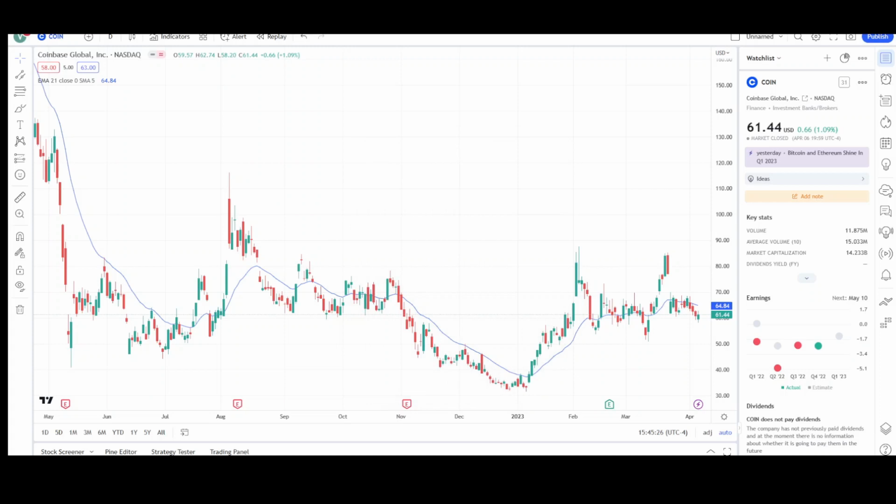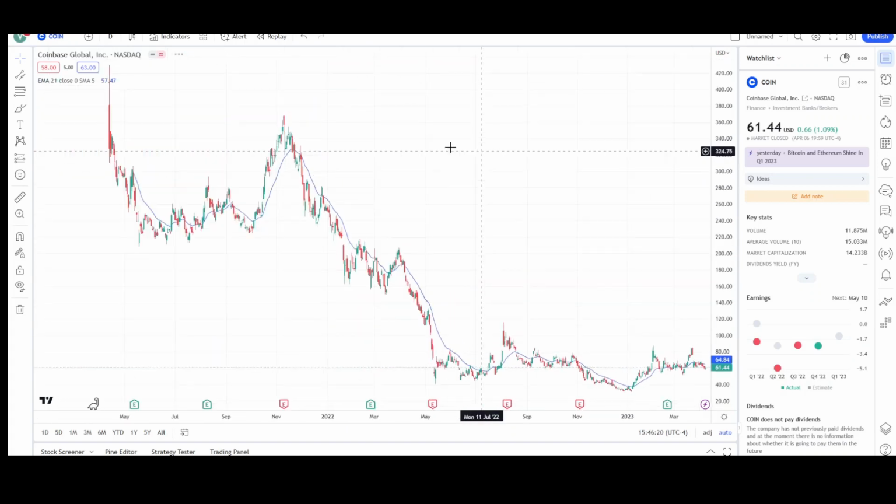I will first go over what I see in the daily chart and finish the video off with the weekly chart. So here we have the daily chart for Coinbase, and since I have not done analysis for this stock in a long time, I'm just going to review the entire price action.